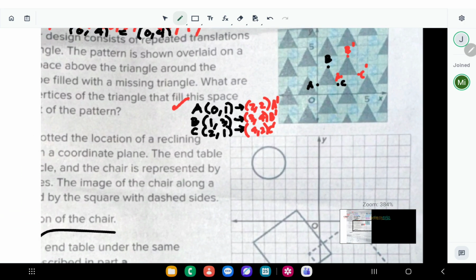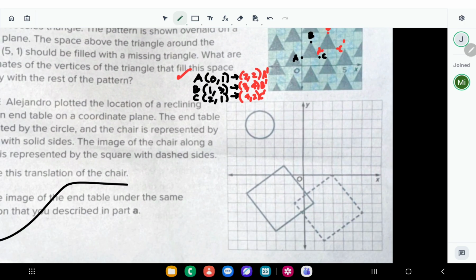All right. So the same with number 4, you need to describe the translation. And then 5, 6, 7, you also describe that one.